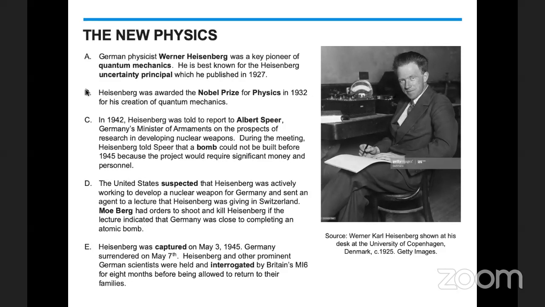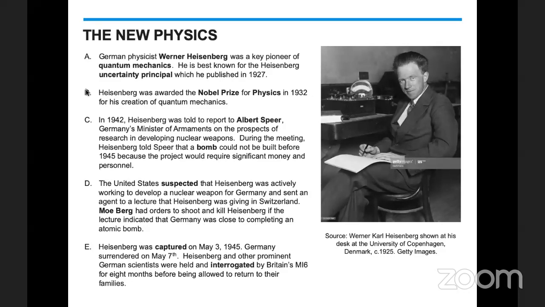It wasn't super clear, and the United States suspected, because a number of physicists in the United States, including Einstein, knew Heisenberg and knew of his work. So the US suspected that Heisenberg was actively working to develop a nuclear weapon for Germany. They had sent an agent to a lecture that Heisenberg was giving in Switzerland, and the agent's name was Moe Berg. The agent had orders to shoot and kill Heisenberg if the lecture indicated that Germany was close to completing an atomic bomb. Just that information alone gives you some context of how serious the nature of this work was, when we've got governments involved in these kinds of plans.